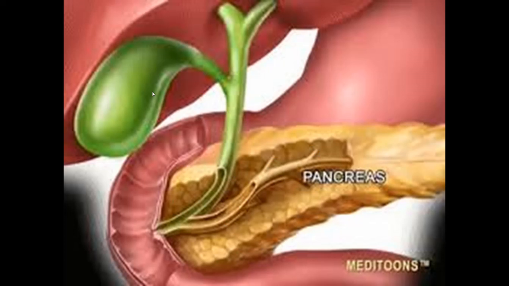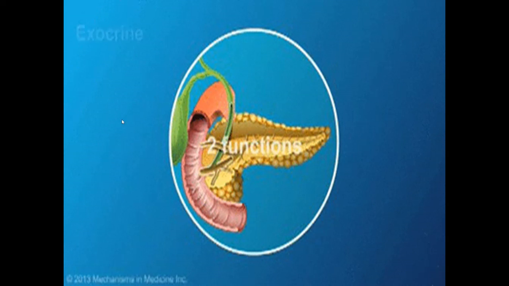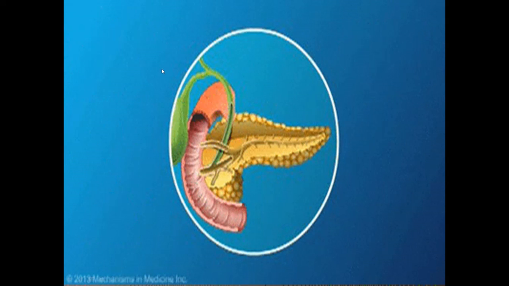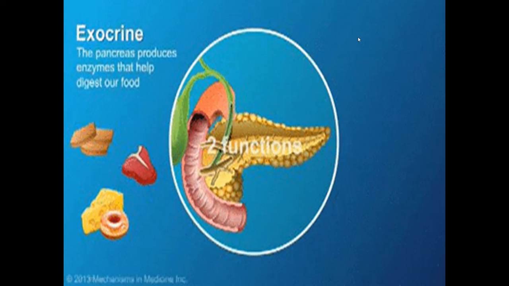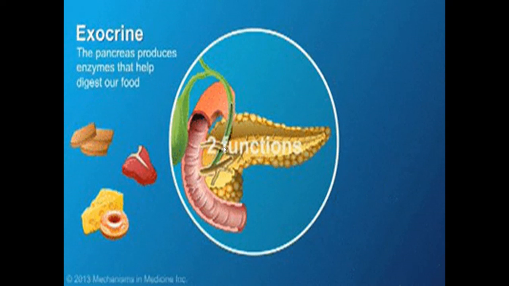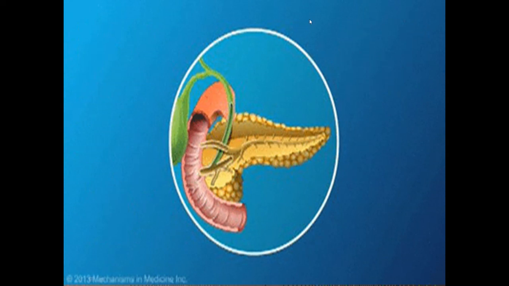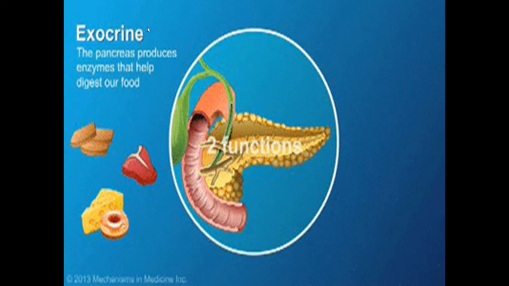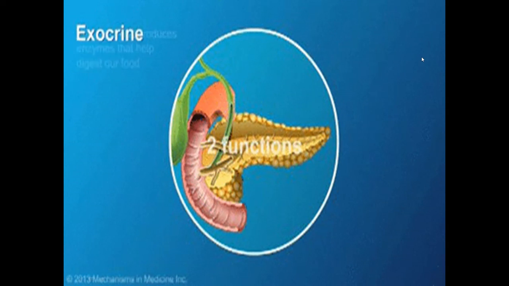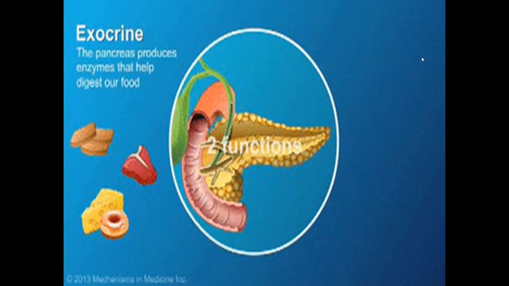Look at this given image. Here is the image of the pancreas. As an exocrine gland, the pancreas produces enzymes that help in digestion of food. As an endocrine gland, it helps in regulation of blood sugar level. So these are the two important functions of the pancreas. It is a mixed gland, both exocrine and endocrine. As exocrine, it helps in digestion of food. As an endocrine gland, it helps in regulation of blood sugar level.